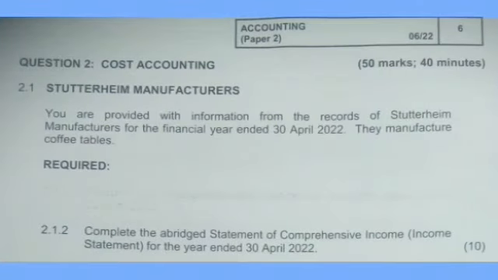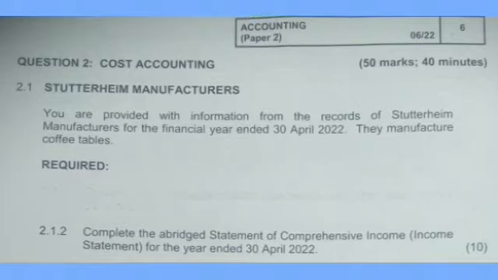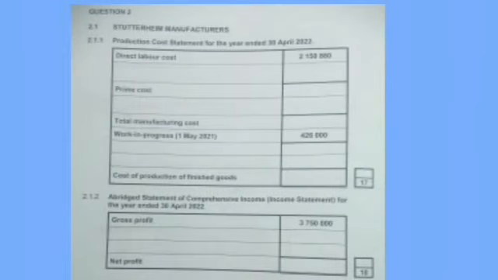I have a June 2022 question paper, and it is a Gauteng paper. In question 2 of it, we are dealing with cost accounting, and the business that we are dealing with is Starter High Manufacturers. It says you are provided with information from the records of Starter High Manufacturers for the financial year ended 30 April 2022. They manufacture coffee tables. Our required in 2.1.1 requires a production cost statement for the year ended 30 April 2022.